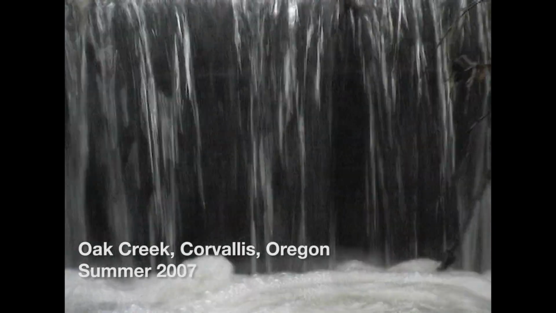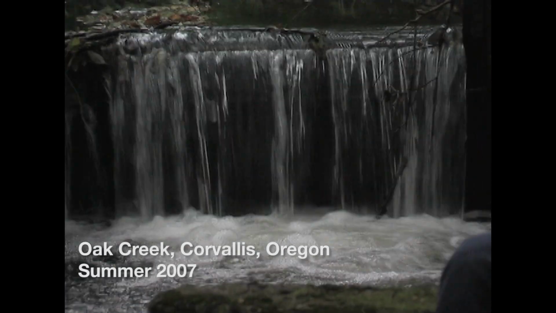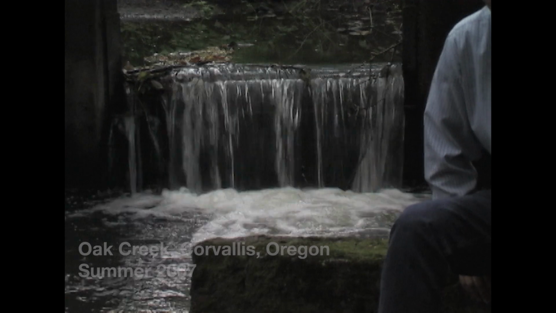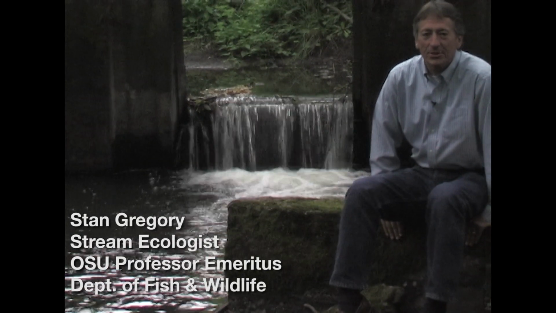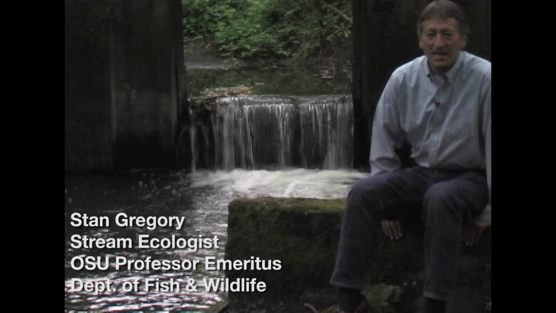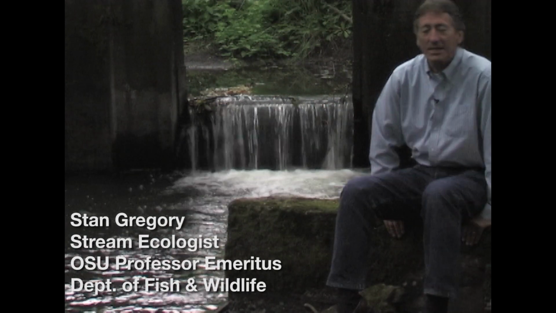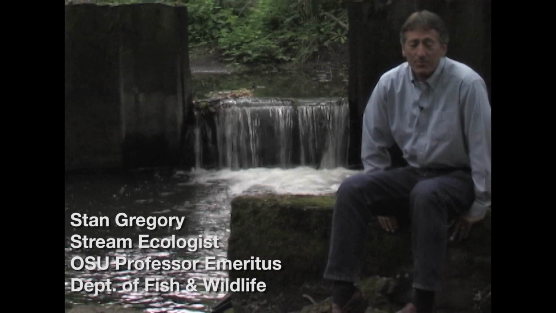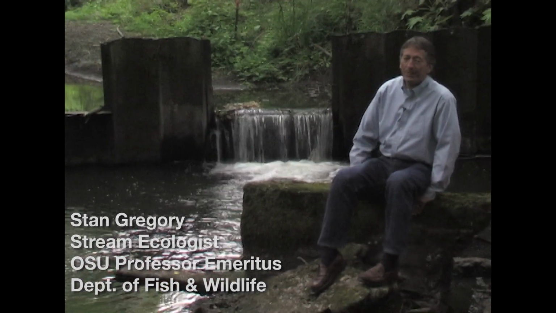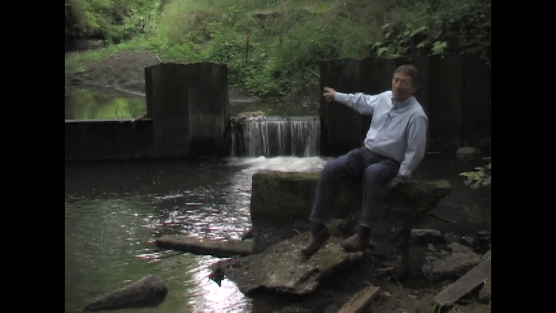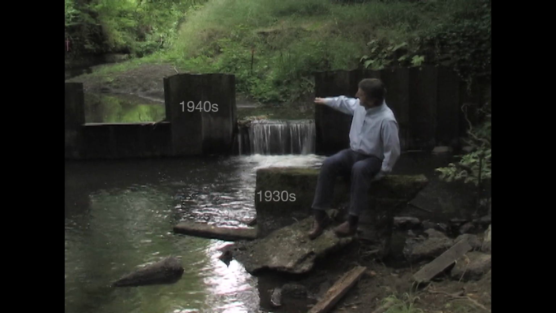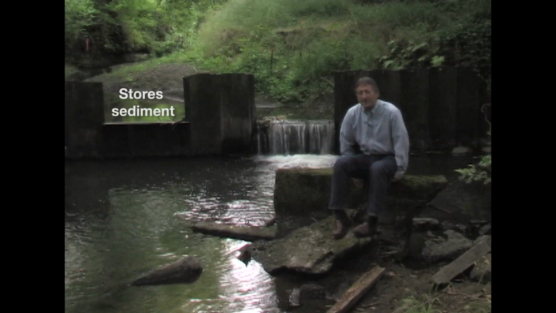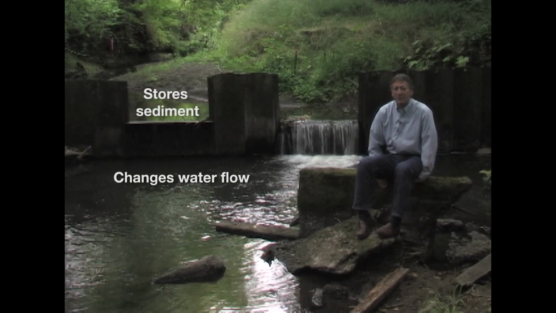The dam behind me was constructed to store water for irrigation for the horticultural research by Oregon State University. This concrete slab here was probably the first dam built in the 1930s, but it proved unsuccessful. So they built the corrugated metal dam behind me probably in the 1940s, but it proved to be too high, so they cut 2 notches in the dam, and it has stored sediment and changed the flow of water through this section.